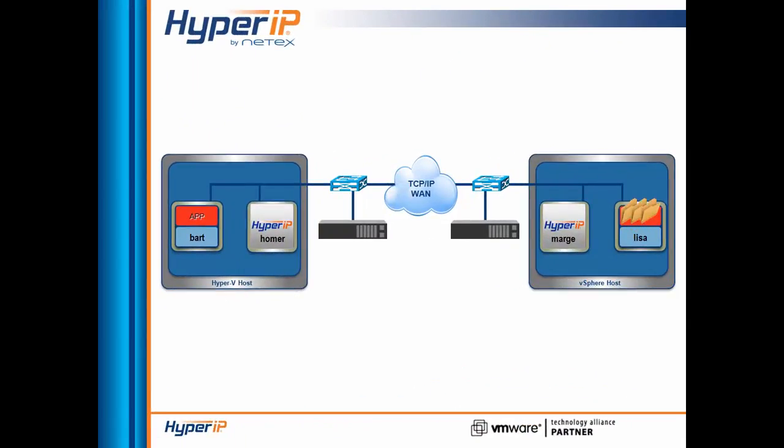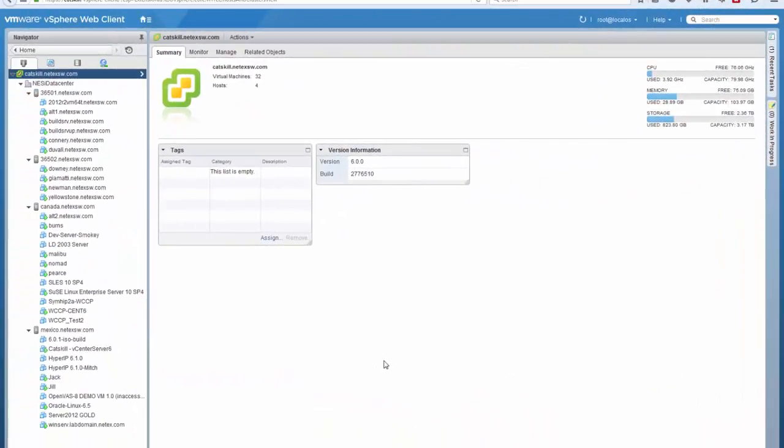When the HyperIPs are installed in the network, data sent from server Lisa to server Bart will be directed to HyperIP Marge and wrapped in the HyperIP protocol for delivery across the WAN. If Lisa wants to communicate to servers or storage external to the remote vSphere host, that data transfer will follow a similar path. Using a vSphere client, connect to vCenter or your host.